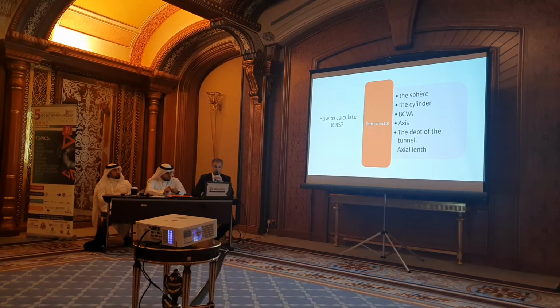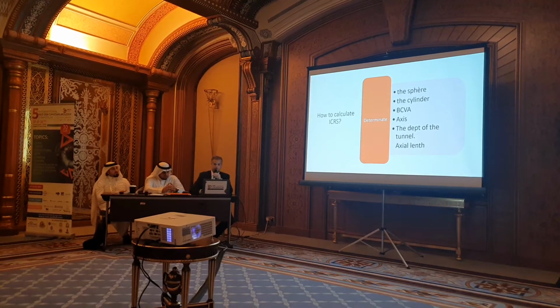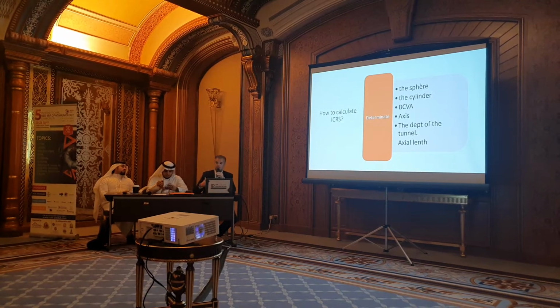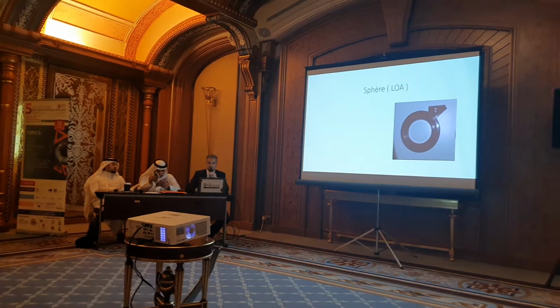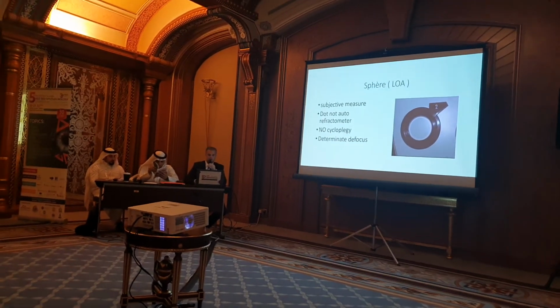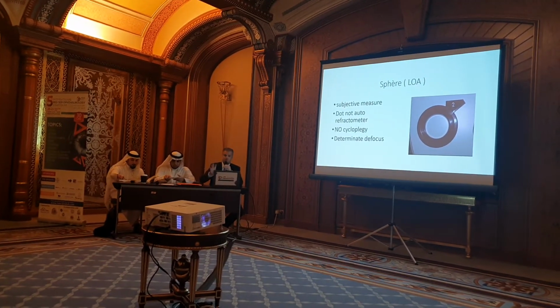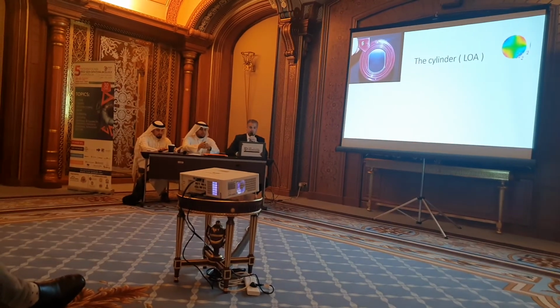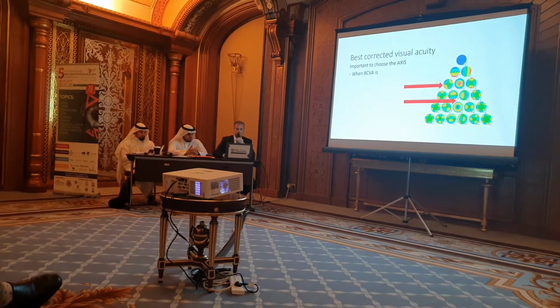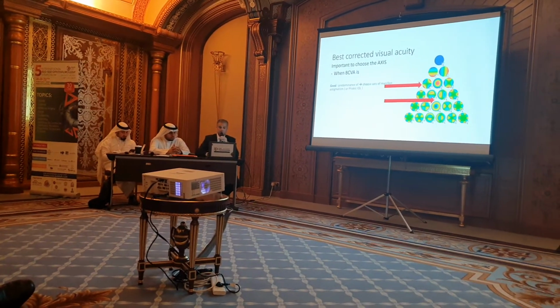This is the most important part of the surgery. You have to determine the sphere, the cylinder, the visual acuity, the axis, and the depth of the tunnel. And I use also the angle. So the sphere, you can do it subjectively, no cycloplegia. The cylinder, it's better to do it subjectively. The best corrected visual acuity will give you information.